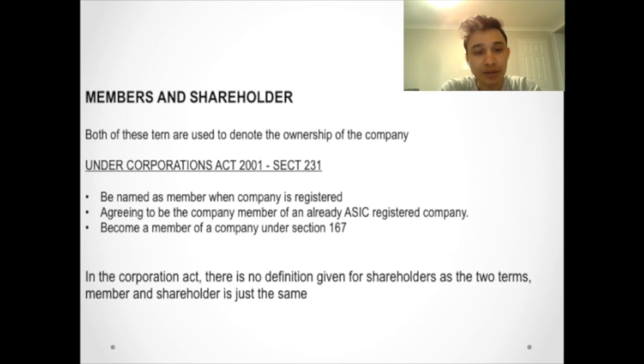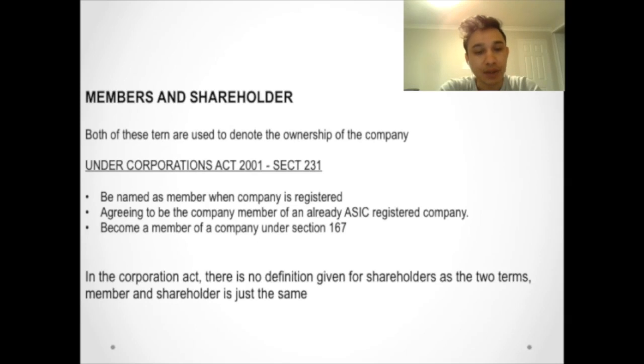Second, agreeing to be a member of an already ASIC registered company. Again, the consent covered in the previous part is required so that the person can be added in the register of members. Third, when a person is already a member of a company that was limited by guarantee and had changed into a company limited by shares.